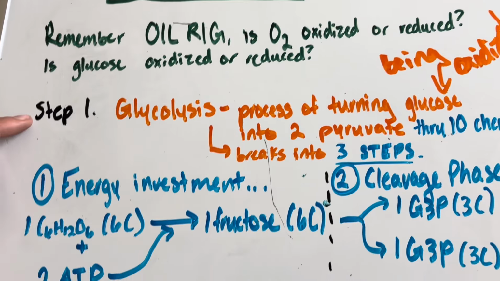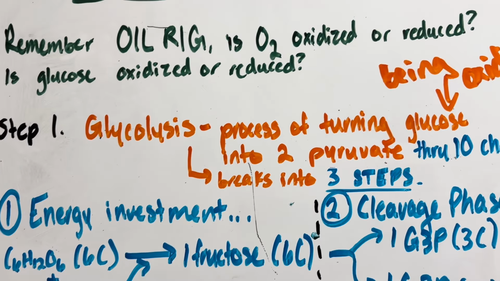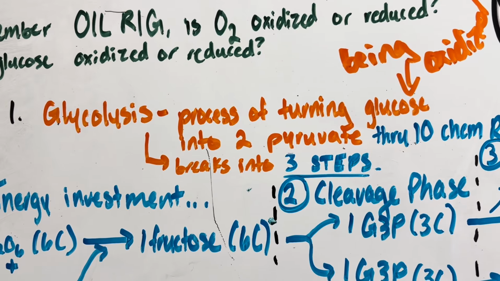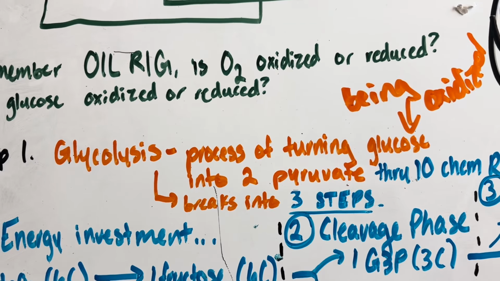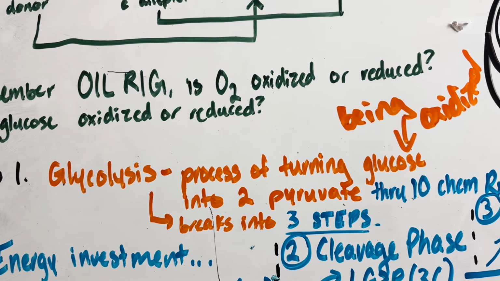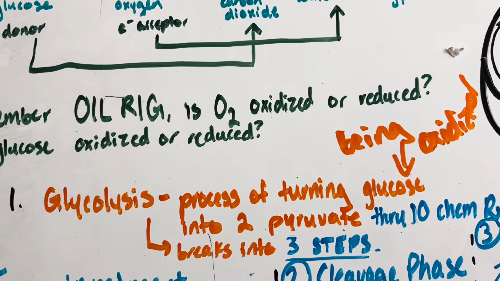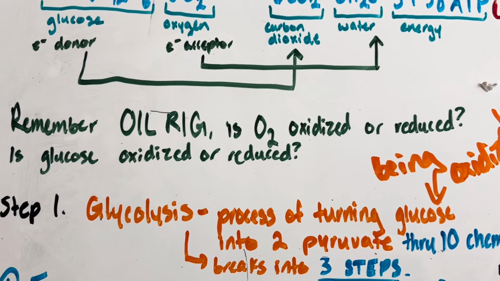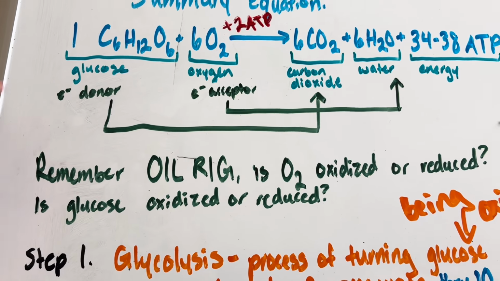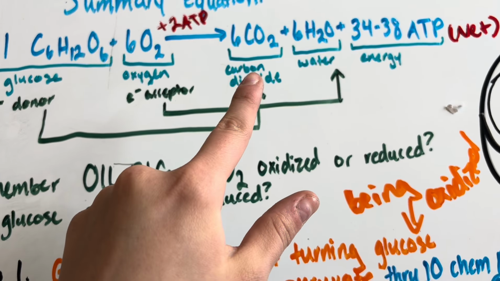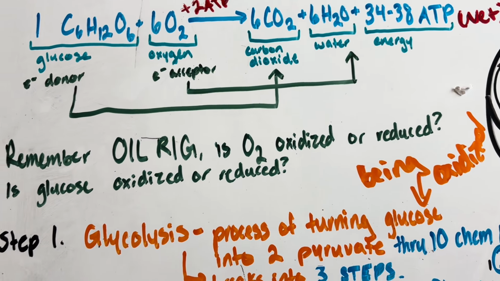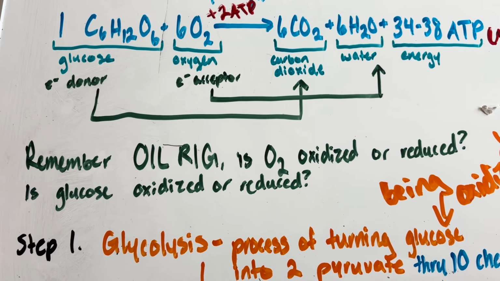So, okay, step 1, glycolysis. The process of turning glucose into 2 pyruvate through 10 chemical reactions. And it's important that you know that glucose is being oxidized. So if you didn't pause, that's the answer. Glucose is being oxidized in order to form CO2. So we're going to be seeing that throughout the whole process.